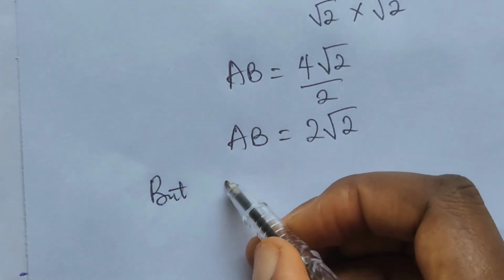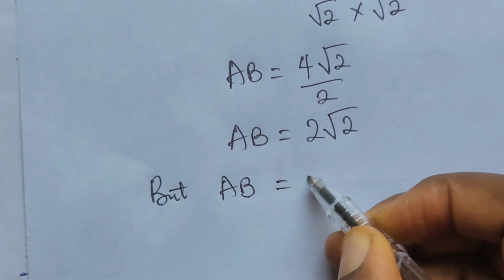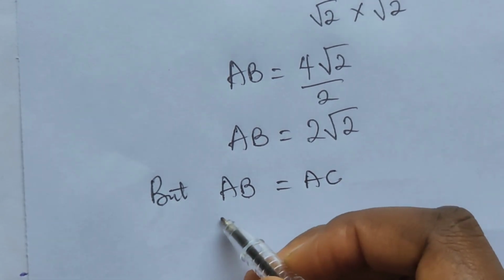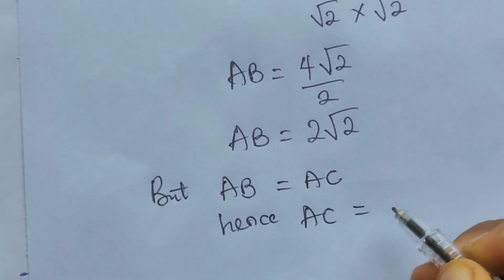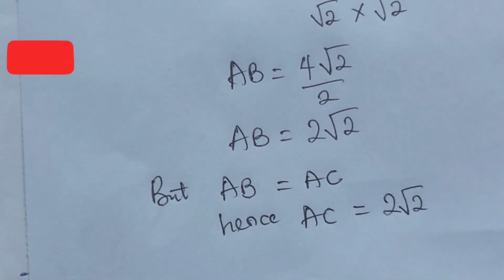But let's recall that AB is equal to AC. Hence, AC is equal to 2 root 2.